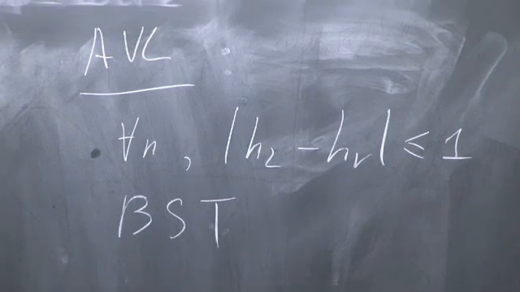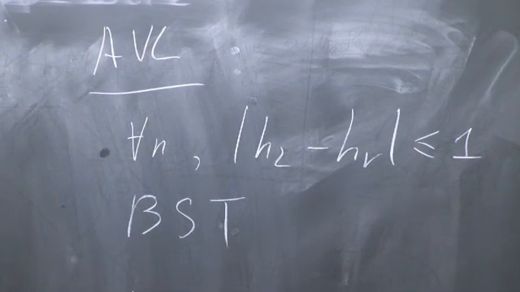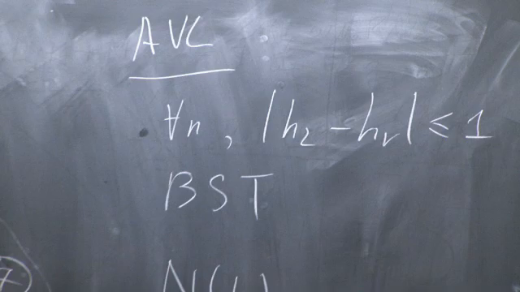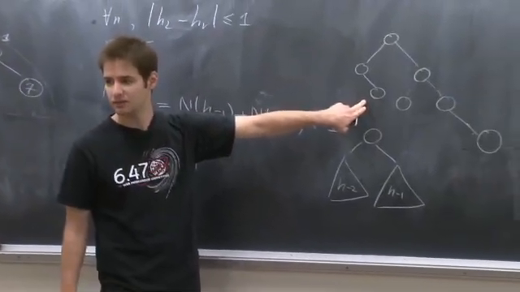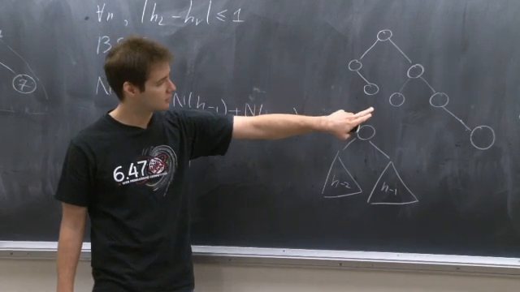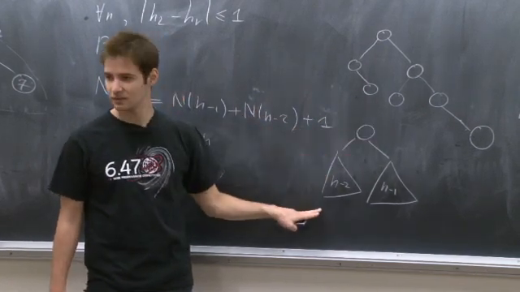Question. I didn't quite follow how you got h minus 2 and h minus 1 there. Here? No, here, here. There. The tree down. This one? This one. This one, yeah.